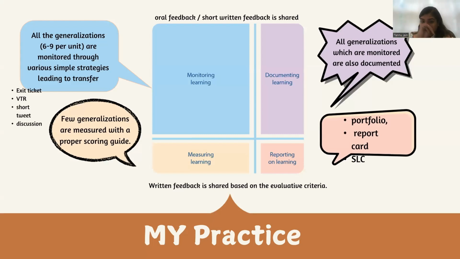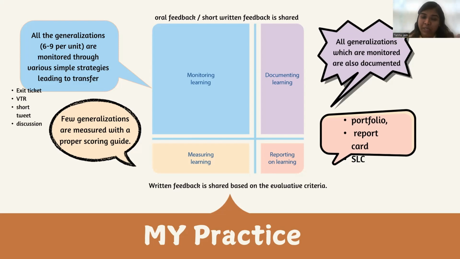So this is the normal thing. Here what I would just like to say is, about all the generalizations, which is my practice now: in one central idea you will usually have 6 to 9 generalizations, and each one is being monitored. I monitor everything. All may not be measured, but everything is documented. All are monitored. All are documented. Some are measured, depending on whichever you wish to measure, and whichever is measured is reported.